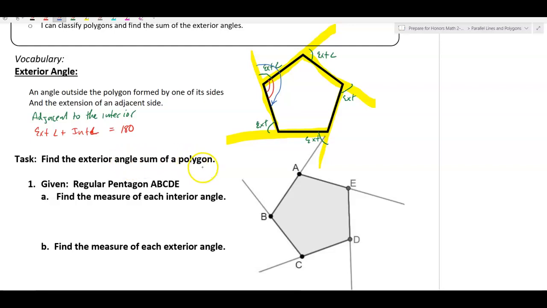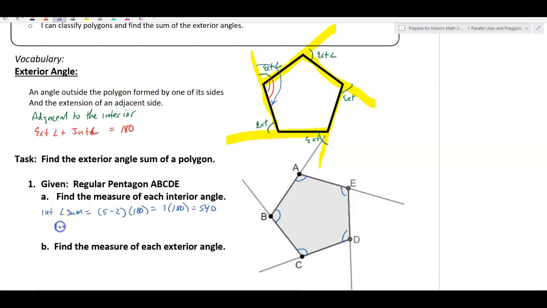Find the exterior angle sum of a polygon. Here you're given a regular pentagon, right? So find the measure of each interior angle of this regular pentagon. Now remember, in a regular pentagon, all sides and all of these angles are congruent. So if I look for the interior angle sum, that would be the number of sides minus 2 times 180. Which gives us 3 times 180, which is 540.